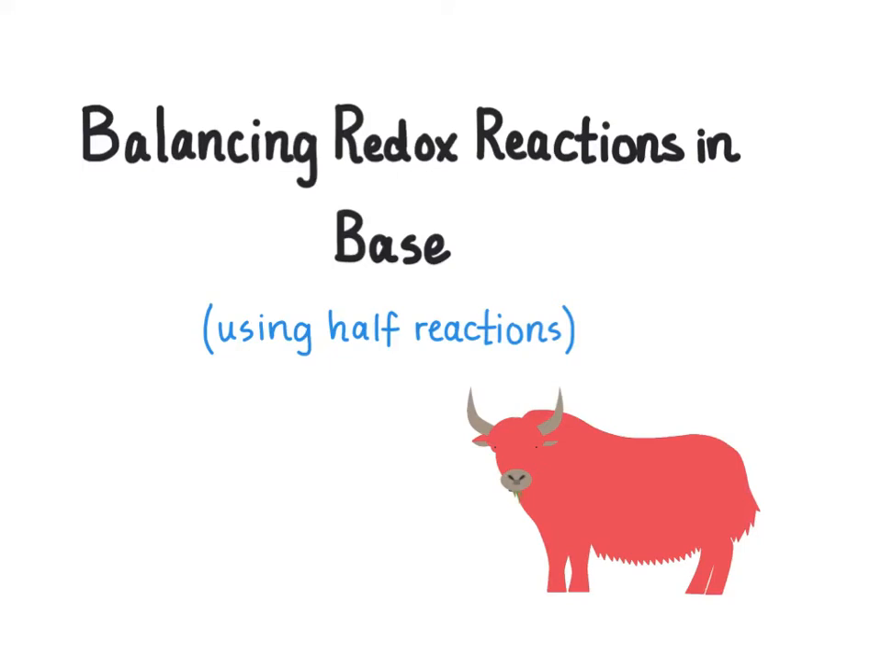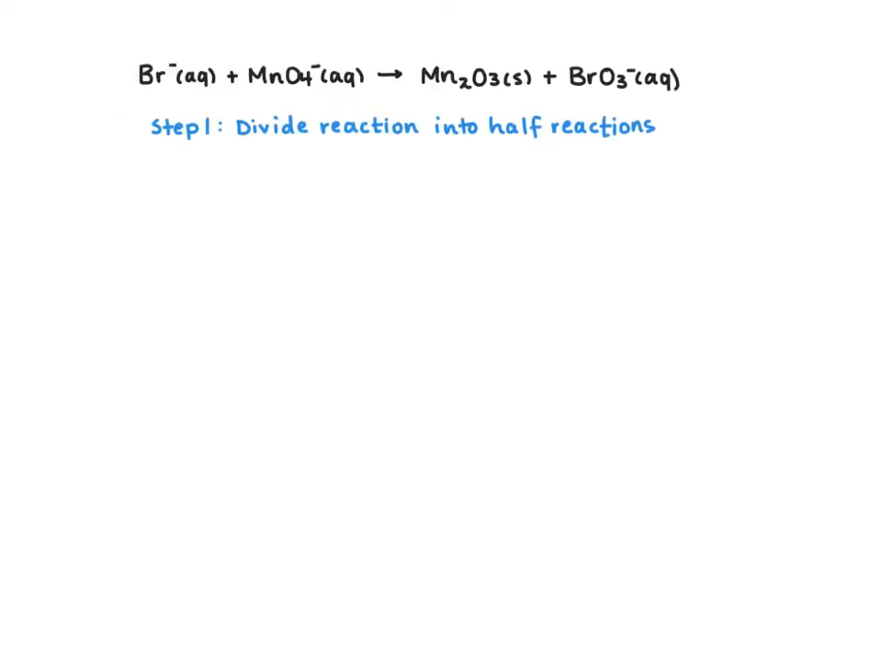In this video, we're going to look at an example of how to balance a redox reaction that includes complex polyatomic ions in a basic solution. And we're going to do this through the half reaction method. Okay, so we have our example reaction here. It's bromide ions reacting with permanganate ions to form manganese 3 oxide and bromate ions.